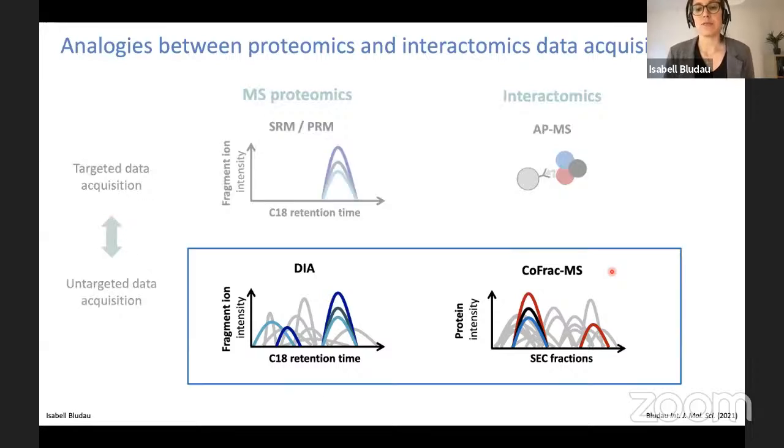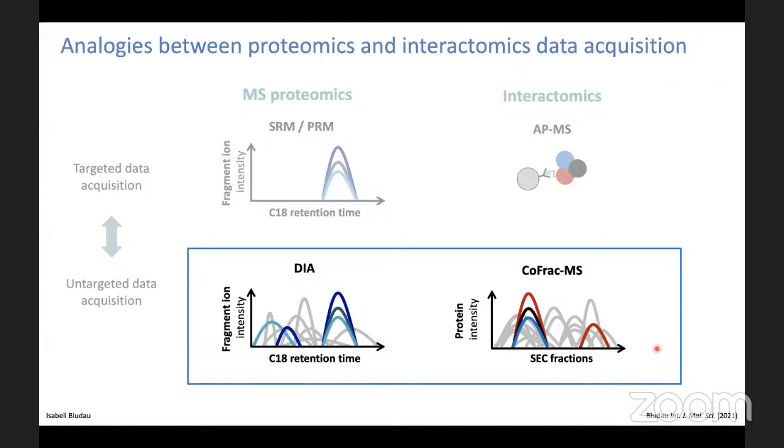So if we look at the two strategies on the untargeted data acquisition side, I hope you can appreciate that the data structures actually look very similar. While in the DIA data set, you have fragment ion intensity profiles across the C18 retention time dimension, and you try to find a peak group of fragment ions that correspond to a single precursor, on the co-frac MS side, you have protein intensity chromatograms along the size exclusion chromatography or other fractionation dimension. And here you try to find proteins that co-elute and form a protein complex signal.